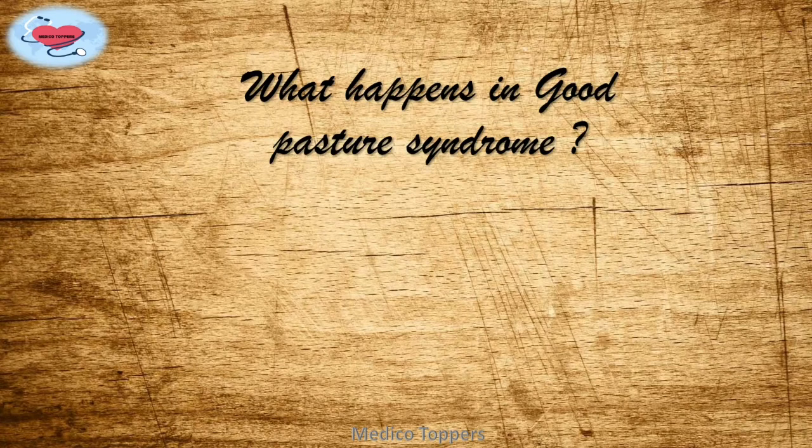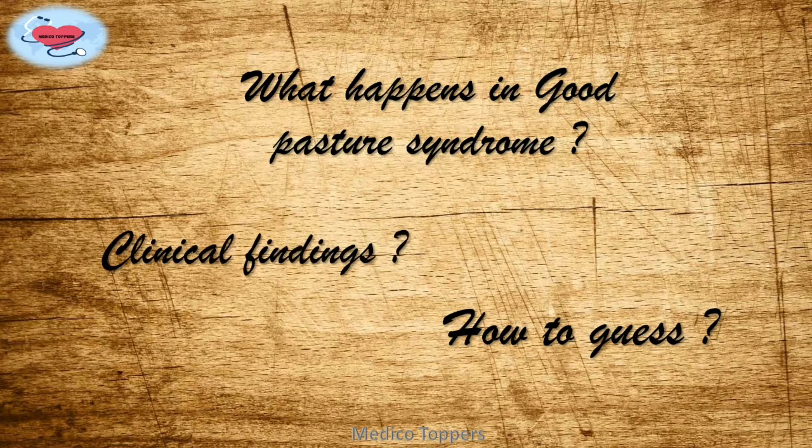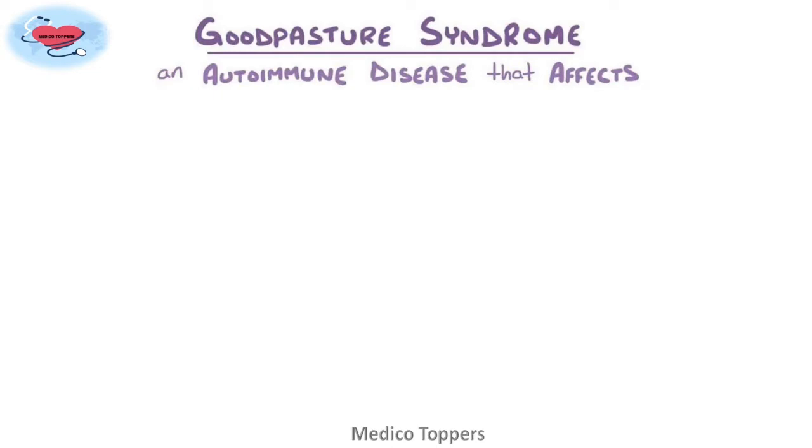Hello doctors. In this video we are going to learn about Goodpasture syndrome, what happens in Goodpasture syndrome and what are all the clinical findings and laboratory findings. Now, what is Goodpasture syndrome? Goodpasture syndrome is an autoimmune disease that mainly affects our lungs and kidneys.